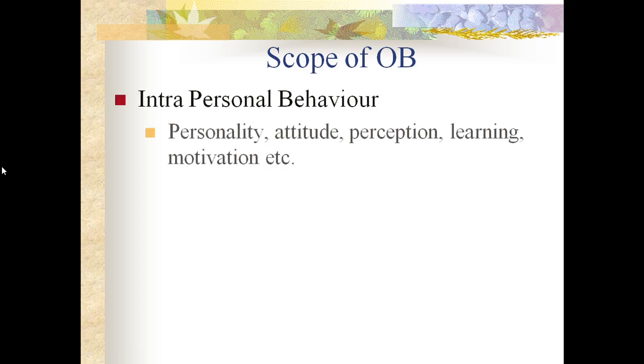The scope of OB. There are three major scopes of OB. When we say the word scope, it means what are the things that come under it, what is the coverage. So the first scope is intrapersonal behavior. So that is a dimension of organizational behavior. Intrapersonal. Intra means within. So intrapersonal means within the individual.